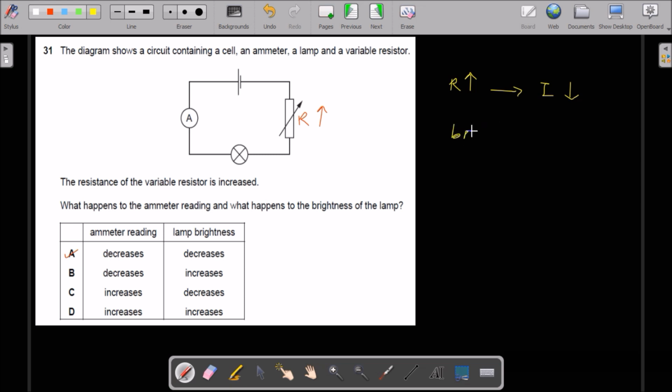So brightness decreases. That's why A is right. Ammeter reading decreases, lamp brightness decreases.